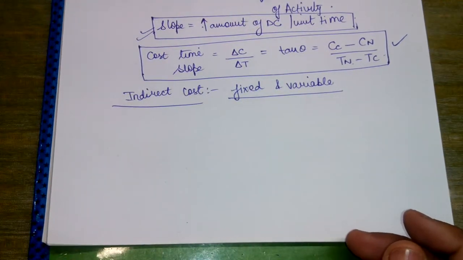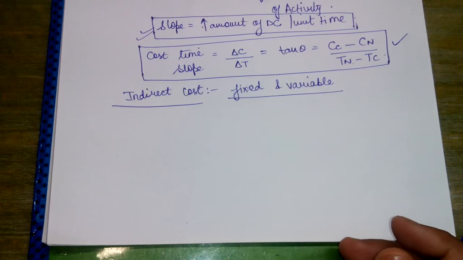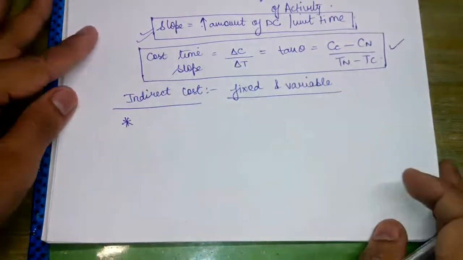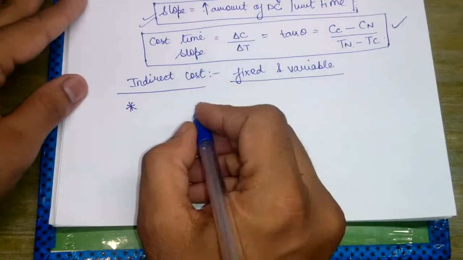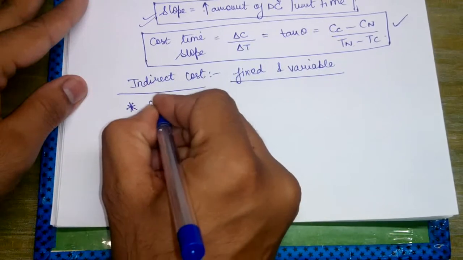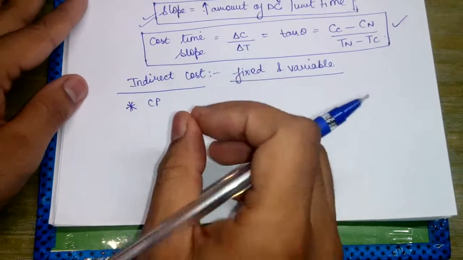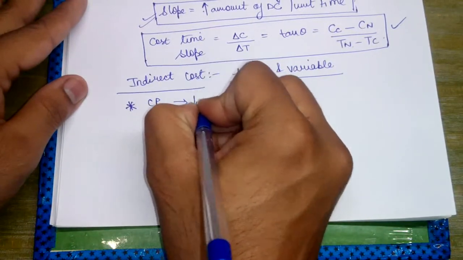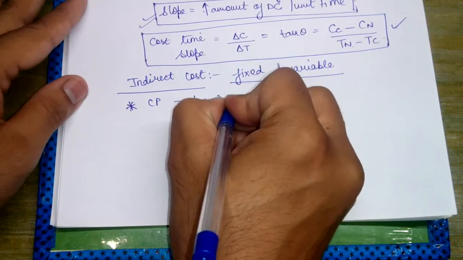Now certain points we will discuss with respect to the numerical point of view. The first point is that crashing of the activities is always done along the critical path. We are only going to crash the activities along the critical path so as to decrease the project duration.